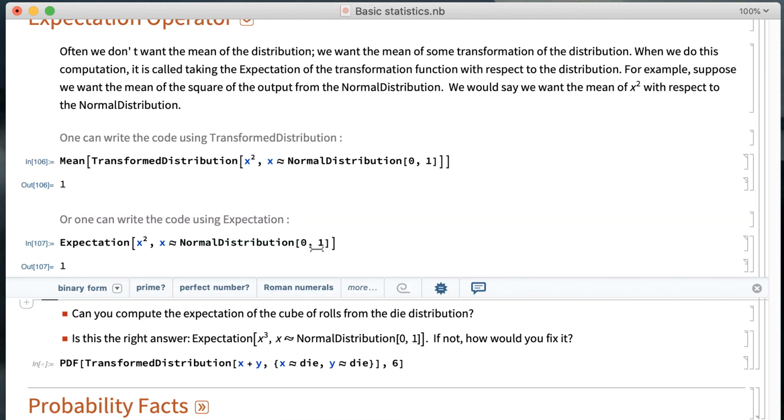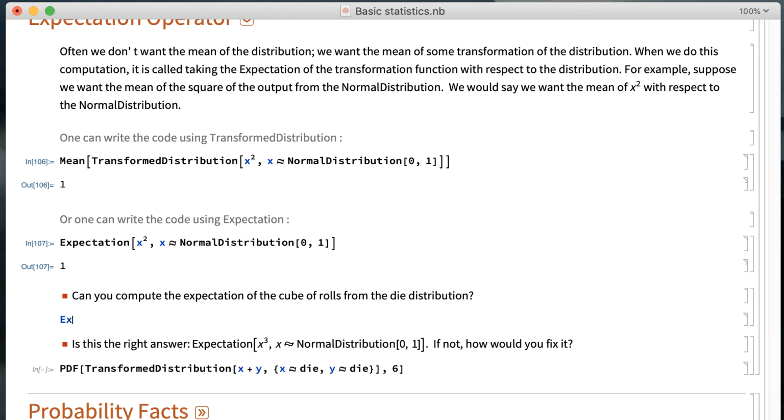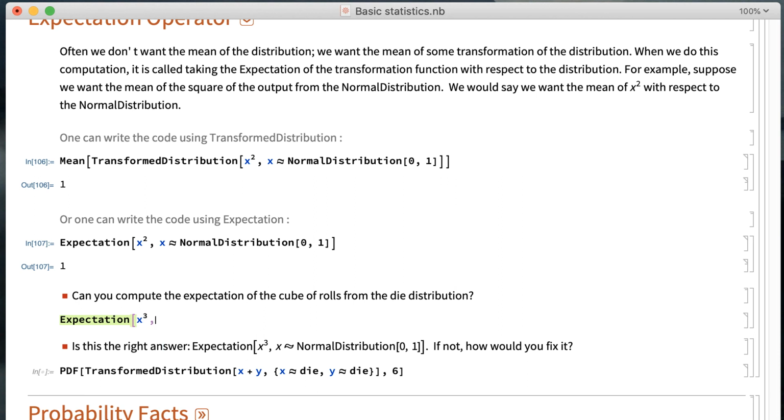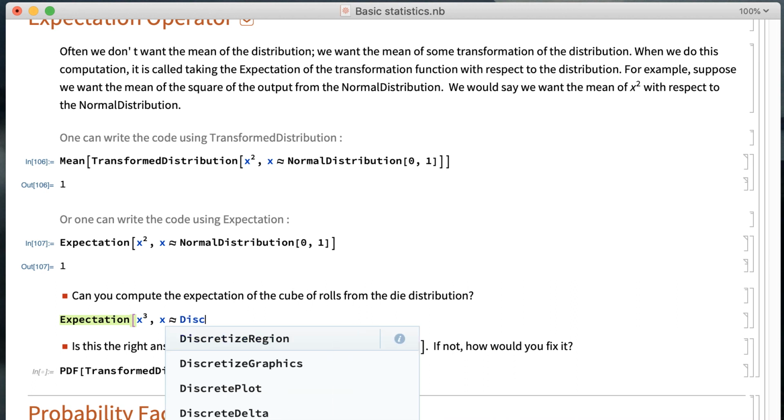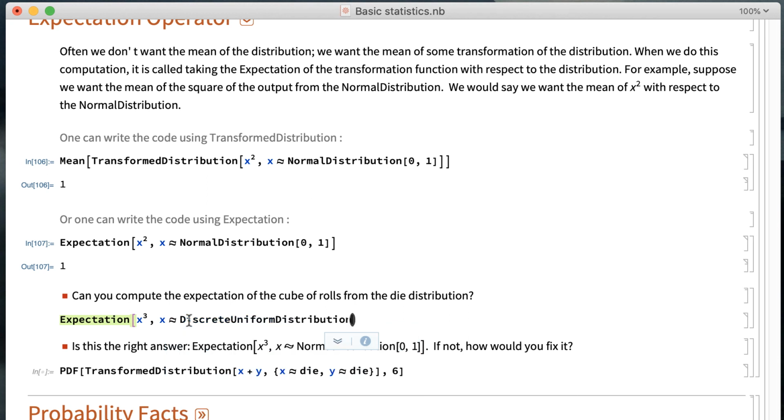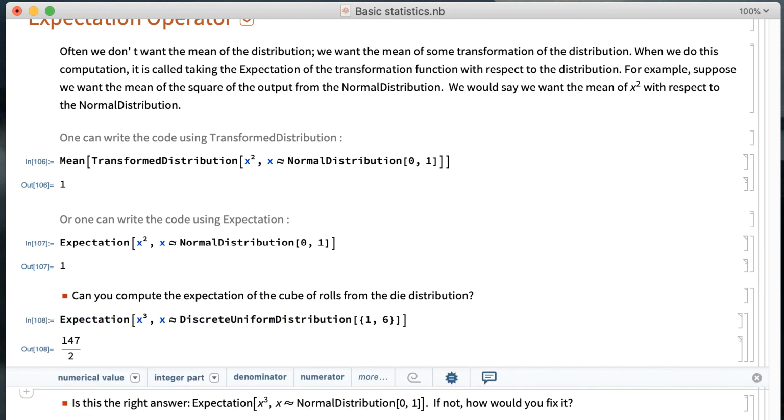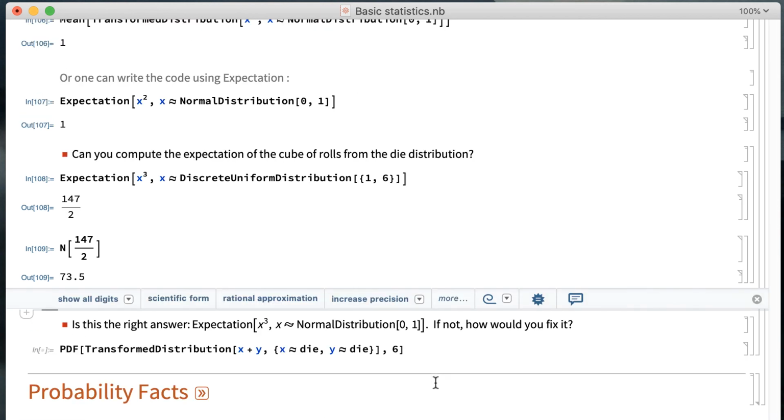Okay? So I ask here, can you compute the expectation of the cube of rolls from the die distribution? So let's see if we could do that. Expectation of x cubed, where x is distributed not according to the normal distribution, that doesn't simulate die rolls, but the discrete uniform distribution on the interval 1 to 6. And if I do that, it turns out it's 147 over 2, which is 73.5.